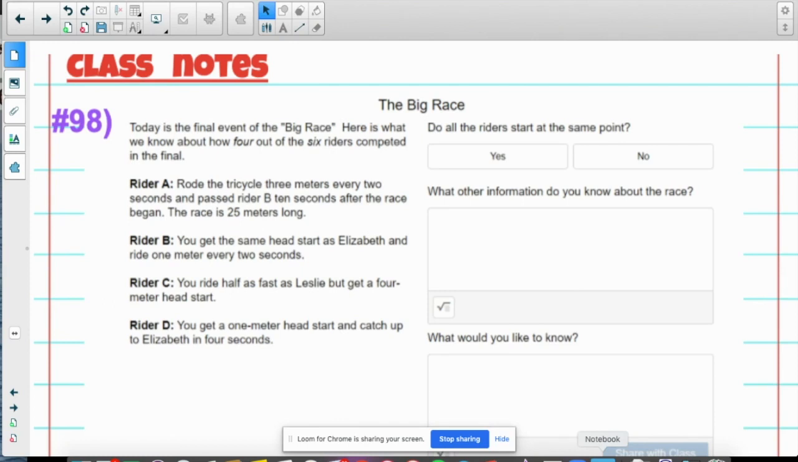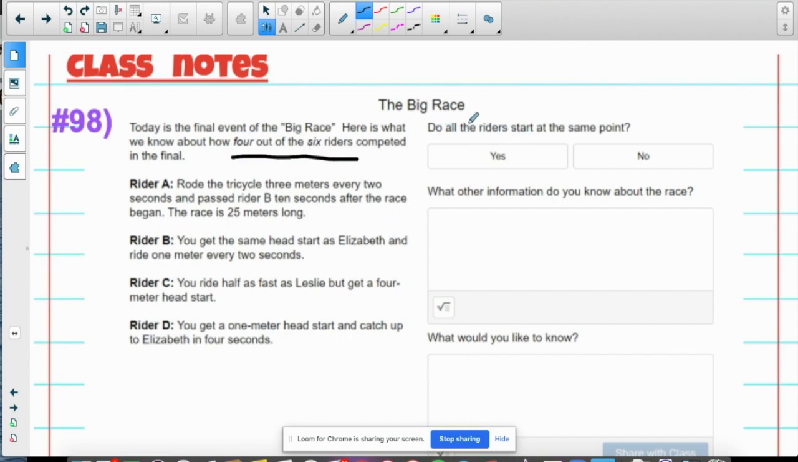Hello, Algebra 1. Today we are going over number 98. It is the final event of the big tricycle race. We're going to see who wins it all. So here we are given 4 out of the 6 competitors' information and what it looked like when they were racing.